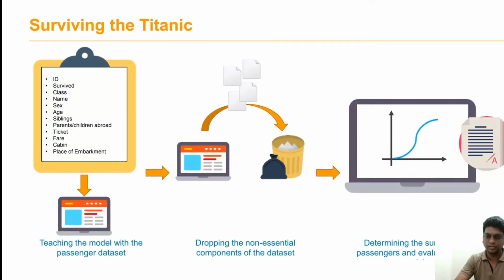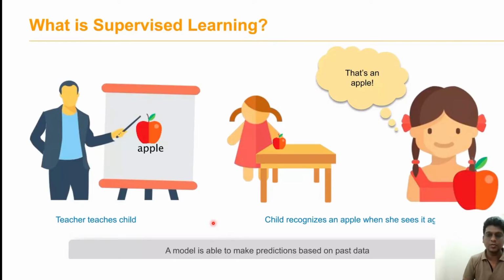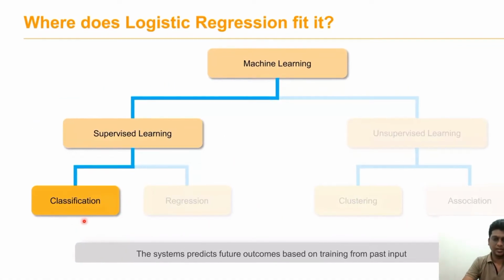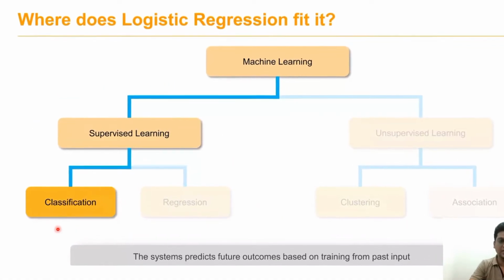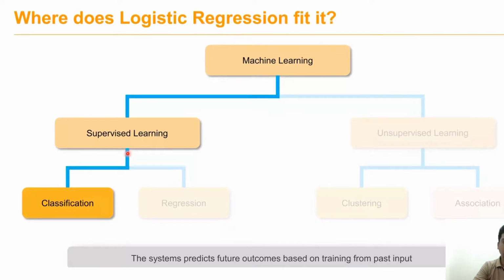So this logistic regression comes under supervised learning, which means we have trained the data with a label. This comes under classification. So logistic regression comes under the classification type of supervised learning. So it is able to predict future outcomes based on the training from past inputs.